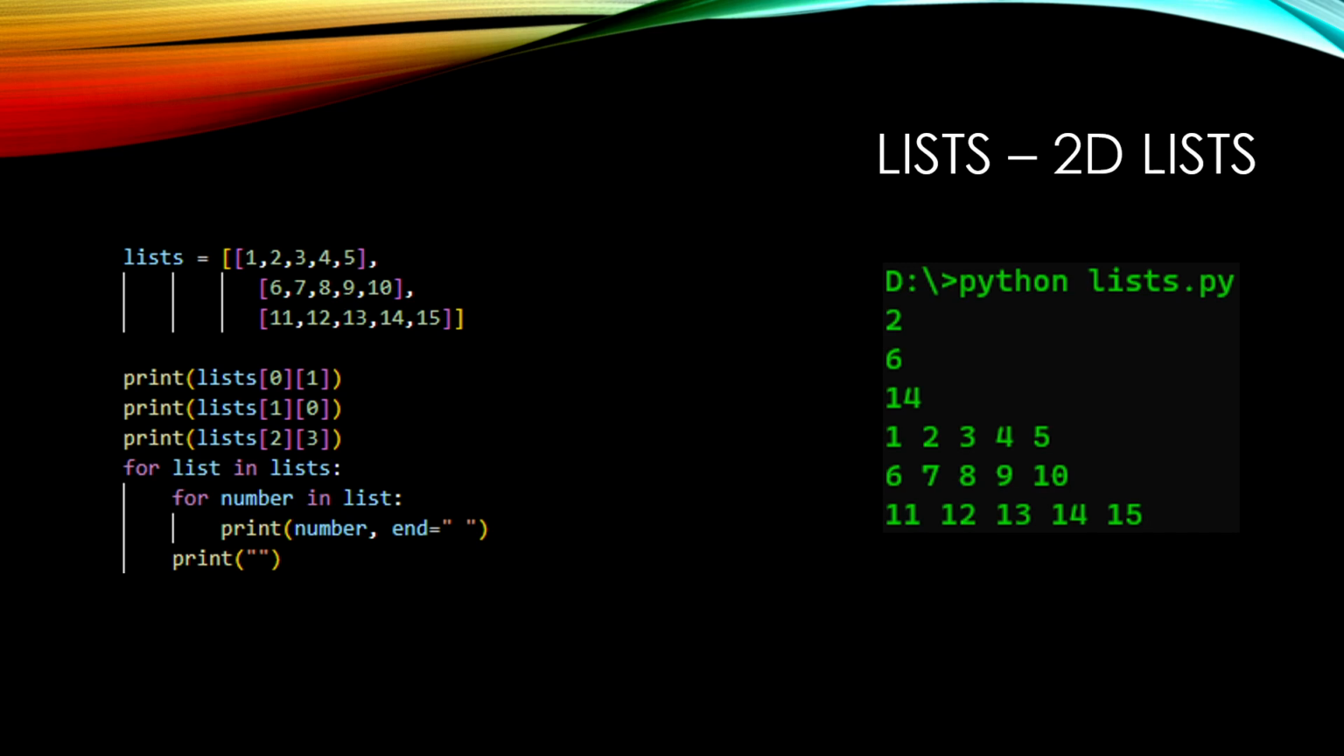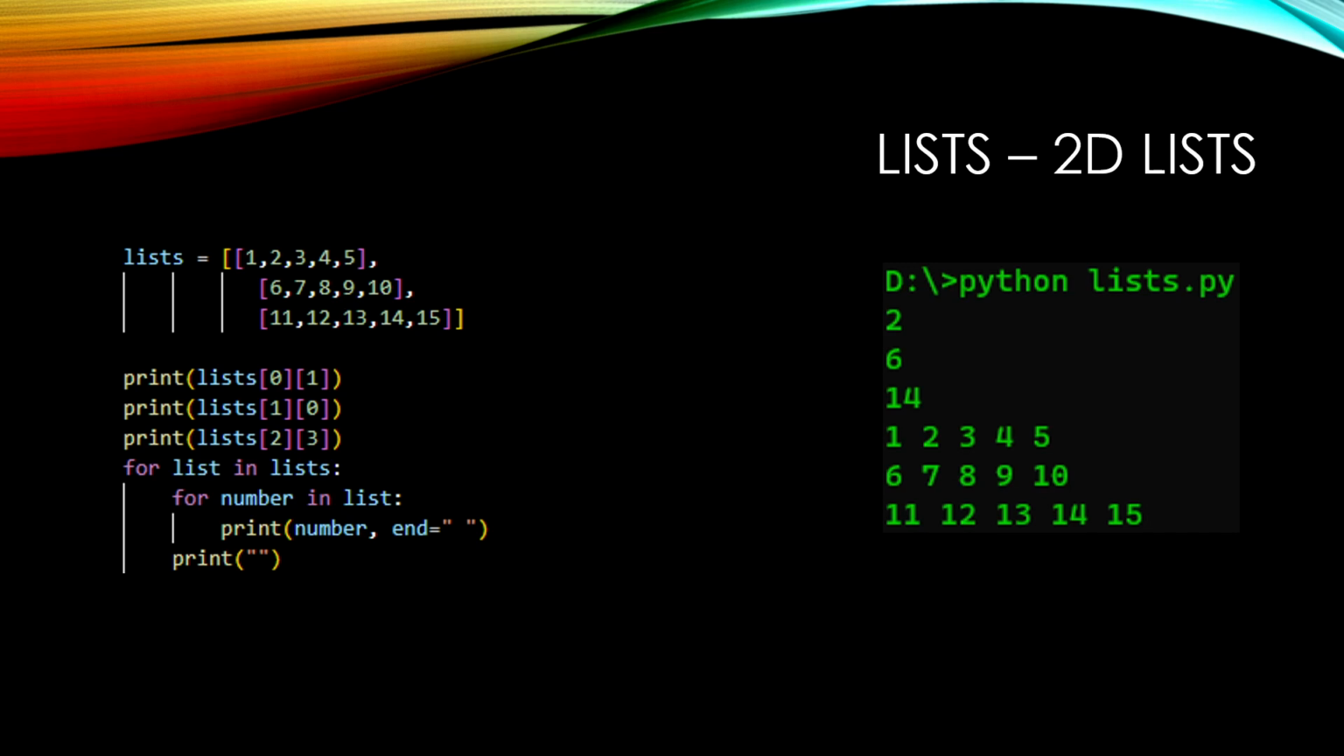Conversely, we have print lists sub 1, sub 0. That is going to give us the second row, first column, or 6. And lastly, we have print lists sub 2, sub 3. So that's going to be third row, fourth column, which is 14.